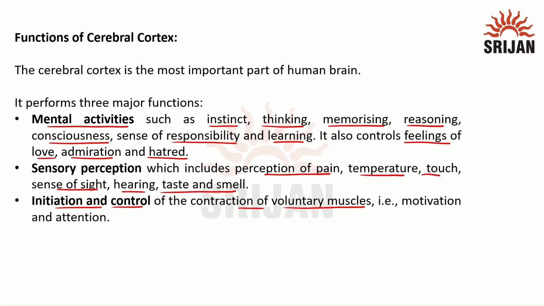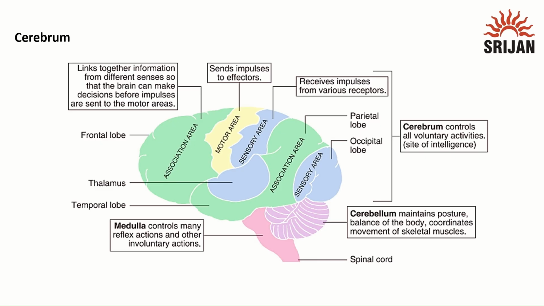That is, if I have to move my hand, that is the function of the cerebral cortex. It also helps in movement and getting attention and so on. Now coming to the cerebral part, if we can categorize it, we have the association area in the frontal lobe, that is in the front part, which will link all the information from the senses and will help in decision making. Then we have the motor area sending impulses to the effector organ, and the sensory area to receive the impulses from the receptor.